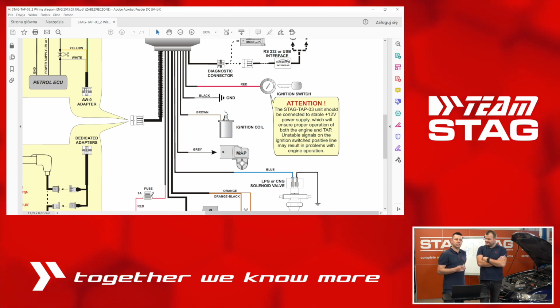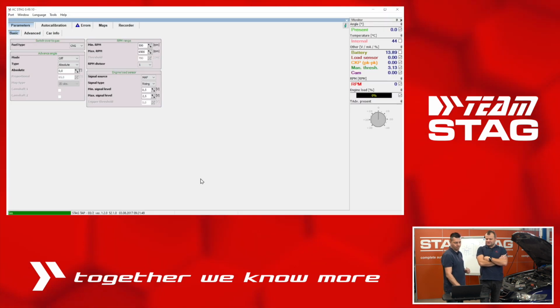Especially when you have a signal with not enough teeth, when there can be some other distortion, then we recommend connecting the brown and the gray cables. Yeah, let's switch to the AC STAG application and follow the next steps.